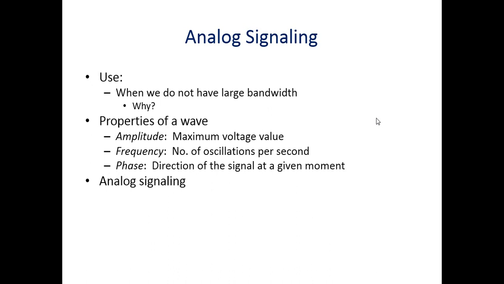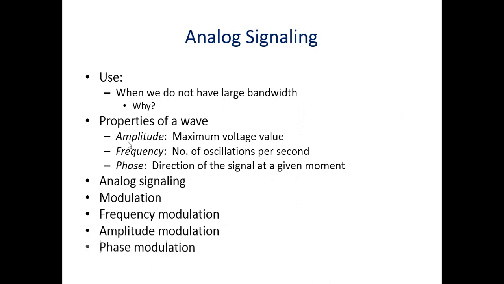Analog signaling means changing any of the three properties, amplitude, frequency or phase, to indicate digital or analog data. That is referred to as analog signaling, where modulation is the technique for representing the value 0 or 1 using one or more properties of the wave, which is referred to as modulating.